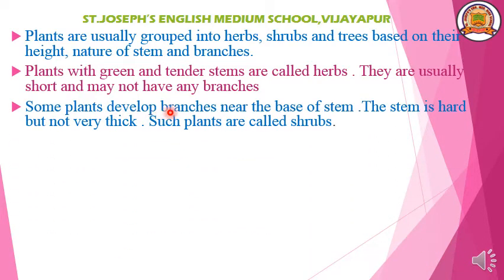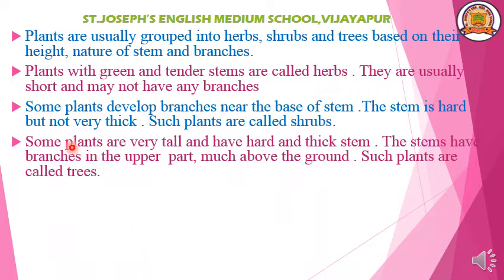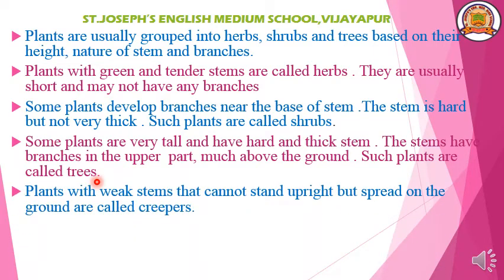Some plants are very tall and have a hard and thick stem. The stems have branches in the upper part, much above the ground. Such plants are called trees. Plants with weak stems that cannot stand upright but spread on the ground are called creepers. Examples of creepers are pumpkin and watermelon. Plants that take support and climb up are called climbers. Money plant and grapevine are the examples of climbers. The stem bears leaves, fruits and flowers. These are all the points which we have discussed in today's class.